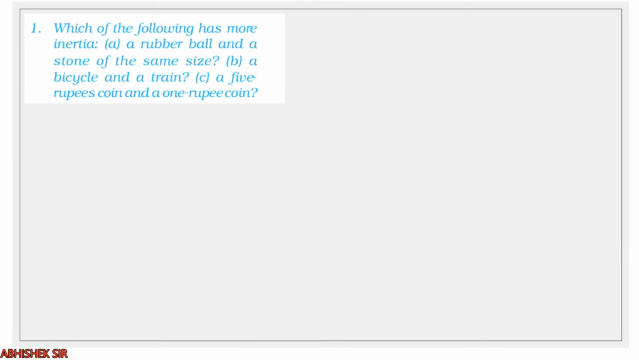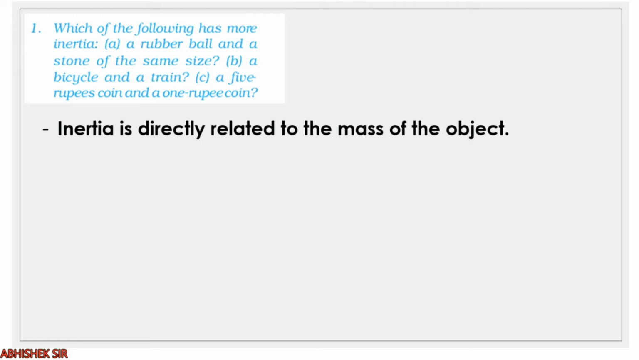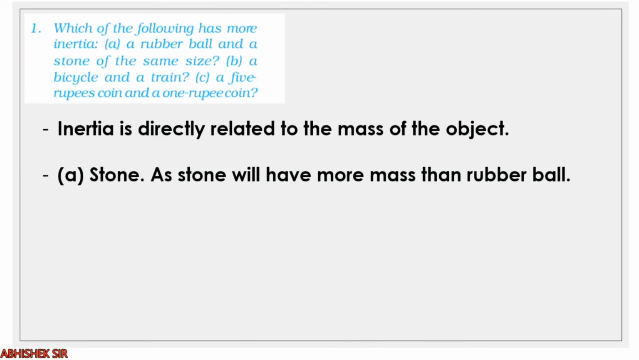First is a rubber ball and a stone of the same size. Now we have to remember that inertia is directly dependent on, or related to, the mass of the object. So the more the mass, the more will be the inertia. The less the mass, the less will be the inertia. So in the first case, a rubber ball and a stone of the same size, the stone will have more inertia because it has more mass than the rubber ball.